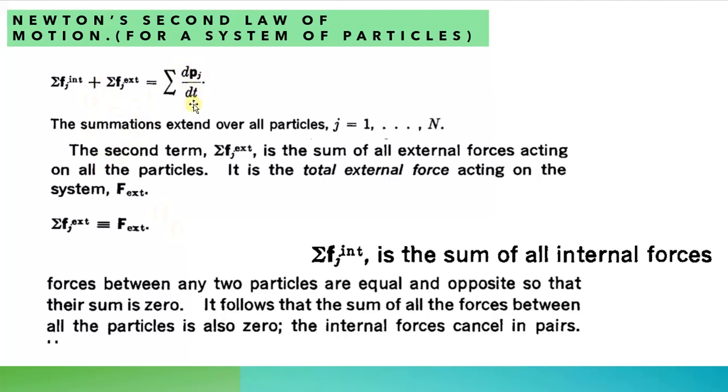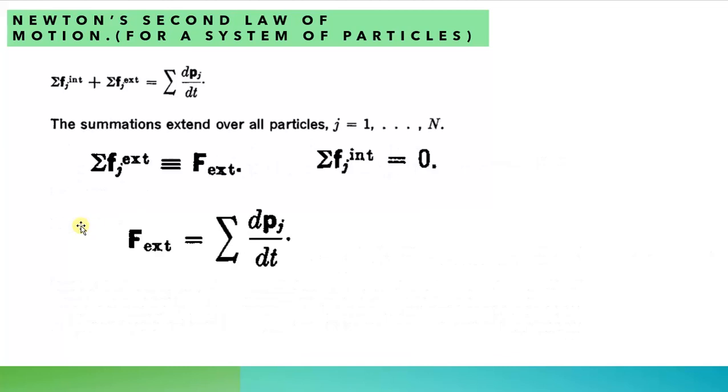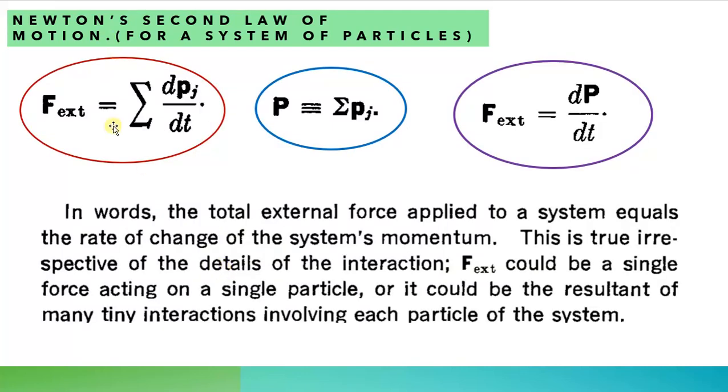So sigma dpj by dt will depend only on the total external force acting on the system, on all the particles of that system. So sigma Fj external is equal to F external, and we can write Fj internal is equal to 0. So F external is equal to sigma dpj by dt. This is an important point. If we consider a system of particles, the total external force acting on the system is equal to the summation of the rate of change in momentum of all the particles in the system.